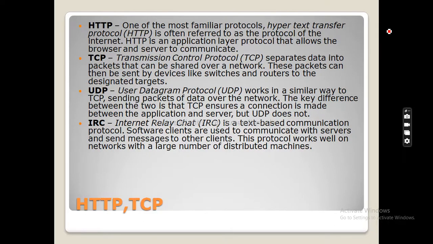UDP, User Datagram Protocol, works in a similar way to TCP, sending packets of data over the network. The key difference between the two is that TCP ensures a connection is made between the application and the server, but UDP does not. It means the difference between TCP and UDP is that in the case of TCP, the connection should be made between the application and the server, whereas in UDP, there is no need for such a requirement. IRC means Internet Relay Chat.